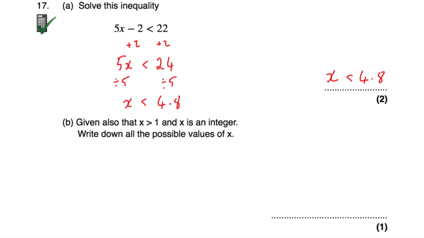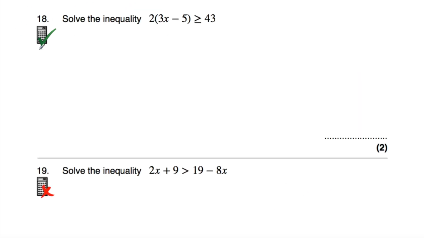Part B says, given also that x is greater than 1 and x is an integer, write down all the possible values of x. So x is greater than 1, but it's less than 4.8, and it's an integer. So let's consider integers. Greater than 1, so that'll be 2, and then 3, and then 4, but not 5 because x is less than 4.8. So that's it, 2, 3, and 4. Okay, let's have a look at our next question, question number 18.